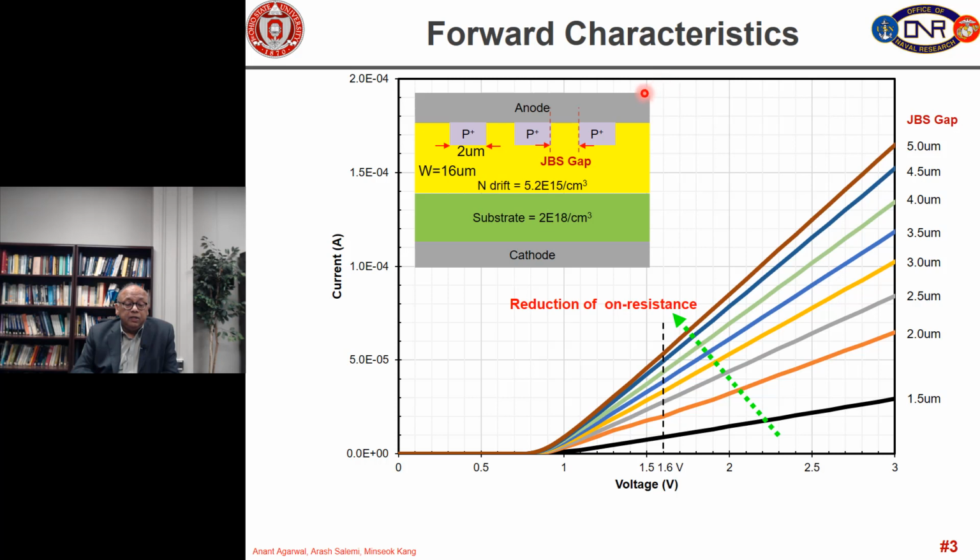Obviously, if we increase the JBS gap, you will see that there is more Schottky diode area to contribute to the current. And by the way, the Z dimension, the width of this structure, is 1 micron by default in these simulations. As we increase the JBS gap, you can see the current is increasing, and the knee voltage is around 1 volt to 0.9 volts as expected.